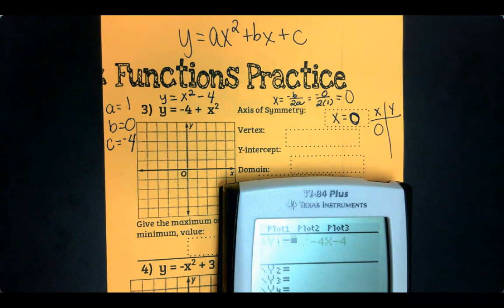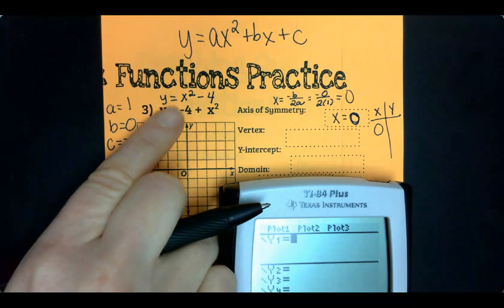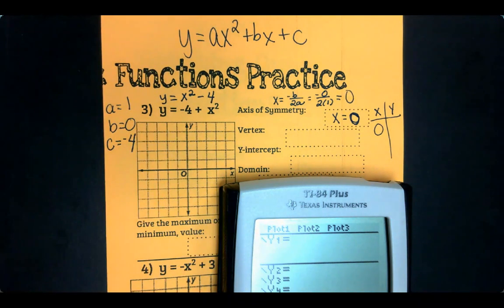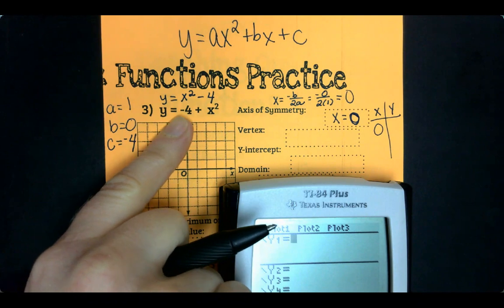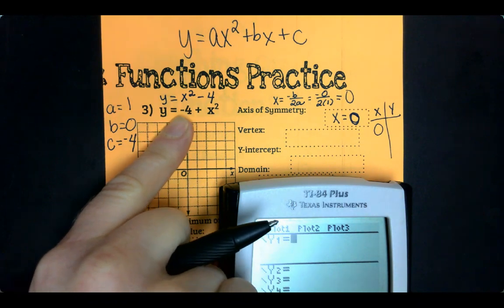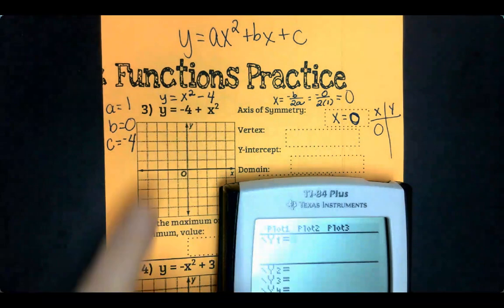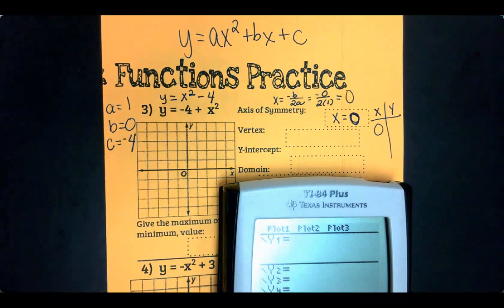Go to y equals and put the new function in. So that's x squared minus 4. Or you can put in the original, -4 plus x squared. The order doesn't matter as long as they are the same. So I like to usually just put in what they've given us, -4 plus x squared. Just in case I rearranged it wrong, I would still get the same answer here.